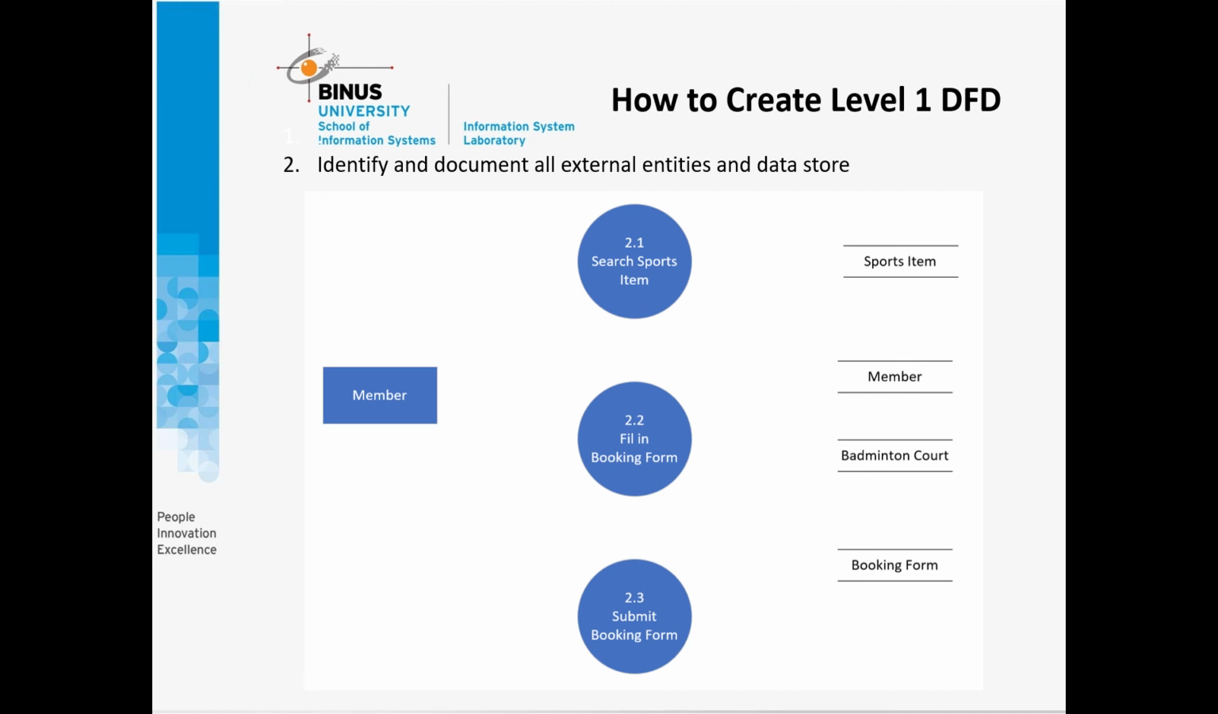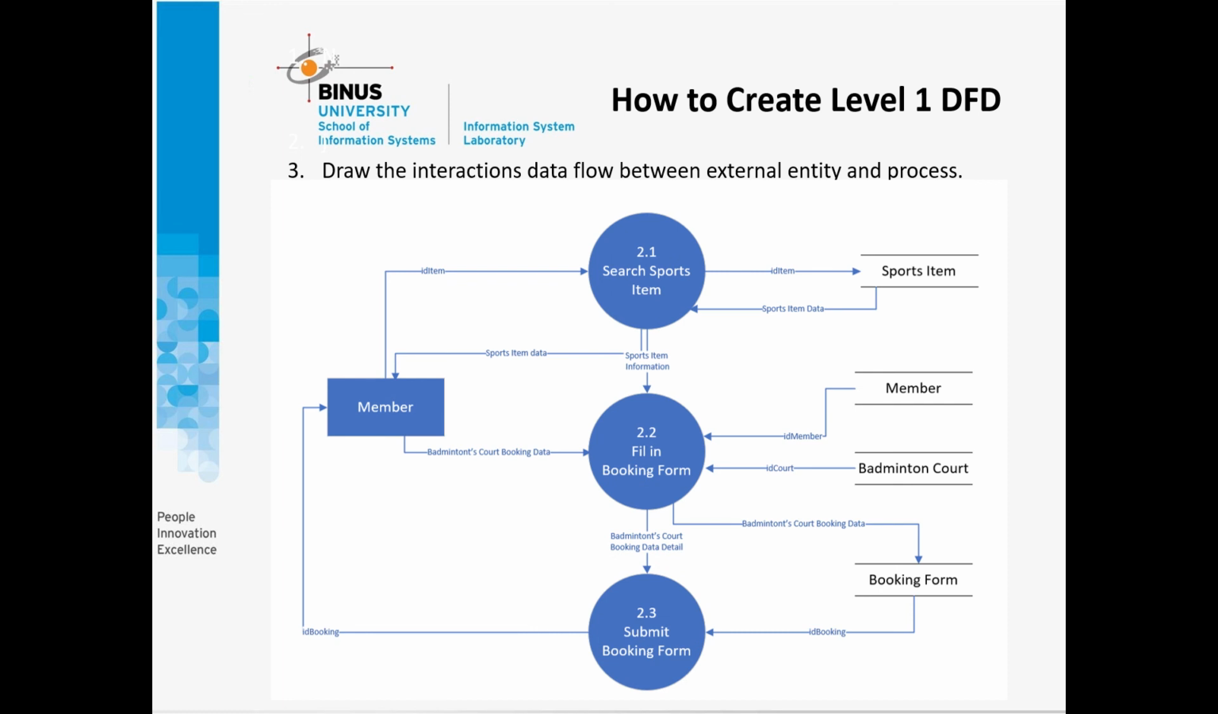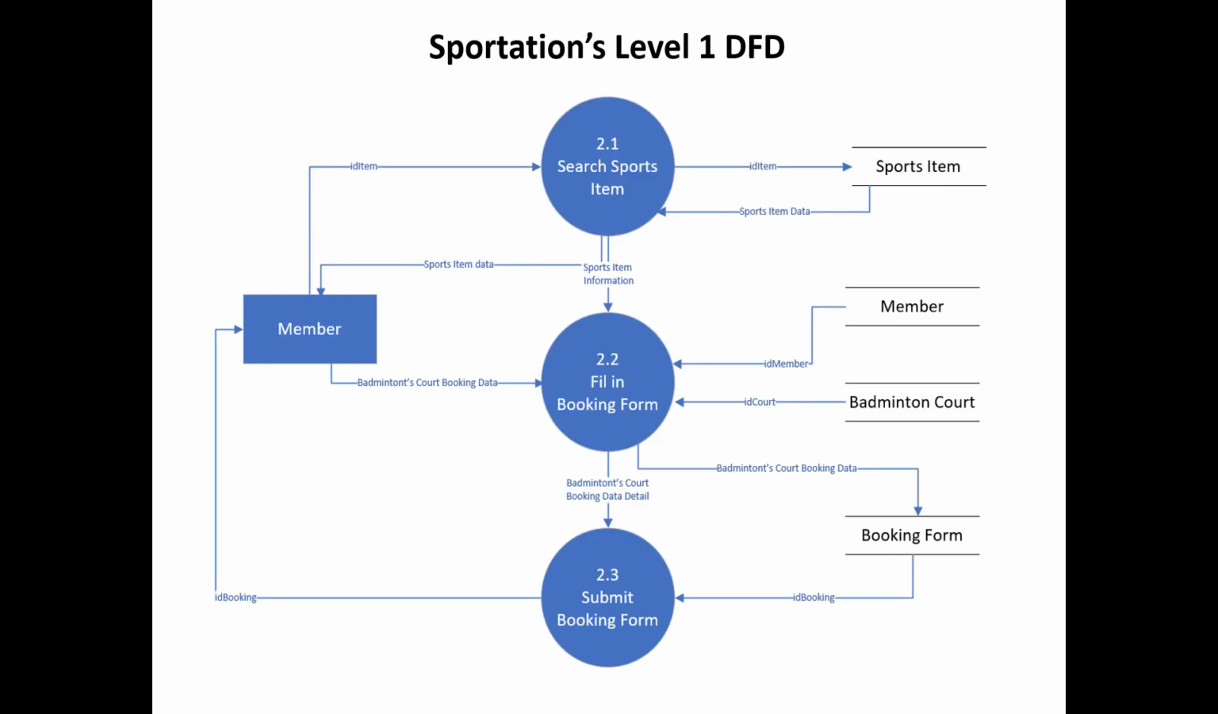and booking form. The third step of creating a level 1 data flow diagram is to draw the interaction data flow between external entity and process. As we can see from process 2, the member will input badminton court booking information to the process, and the process will send it into the data store. In level 1 data flow diagram, you can send data flow from one process to another process.